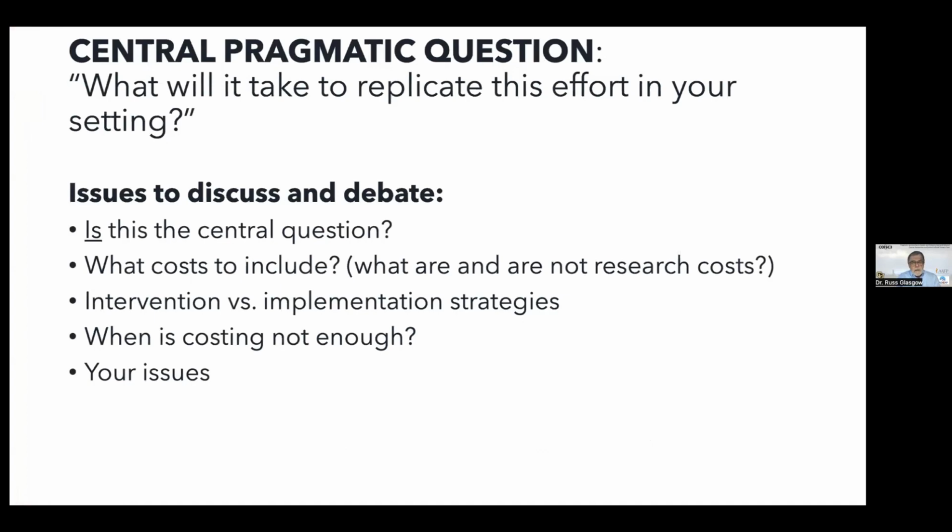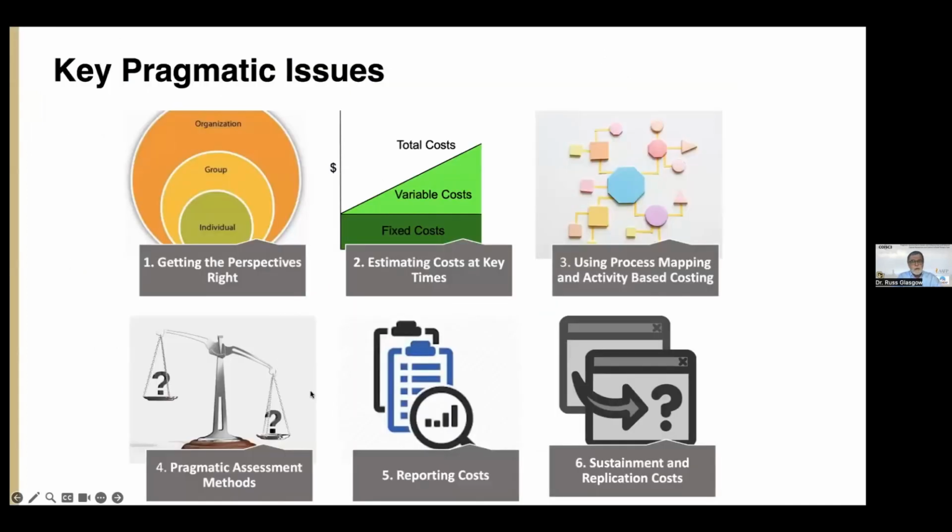And now as I launch into 6 specific issues, I want you to think about this question and then some other issues. You can make a note to yourself to come back when we have the general discussion. But to me, the central question I want to propose is, what will it take to replicate this effort, this program, both the intervention and the implementation strategies in your setting? And then here are some of the sub-issues that we can come back to.